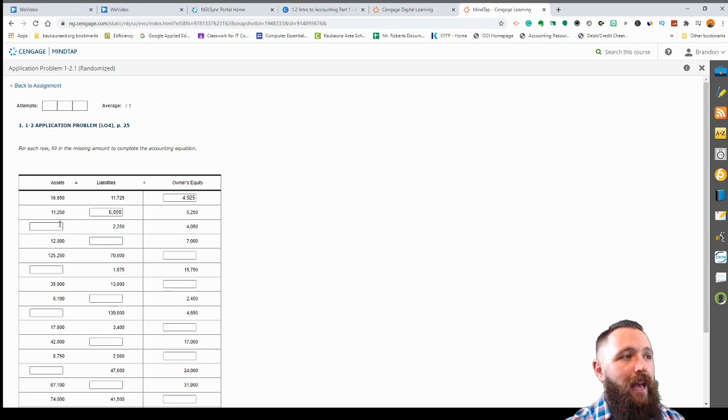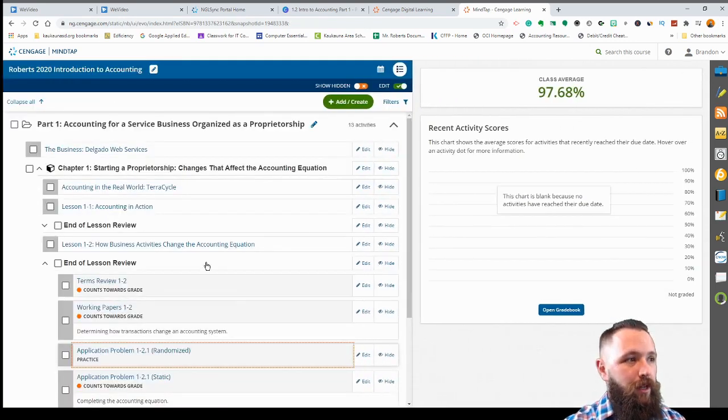Okay. Let's just do one more here, and then you guys can do the rest. Now, if I don't have any assets, what do I do? I just add up my liabilities and owner's equity. So here I take $2,250 and add in $4,050, and I get $6,300. So is my accounting equation balanced? Yes, it is, and I am good to go. So that's how we're going to run through a couple of these problems today.